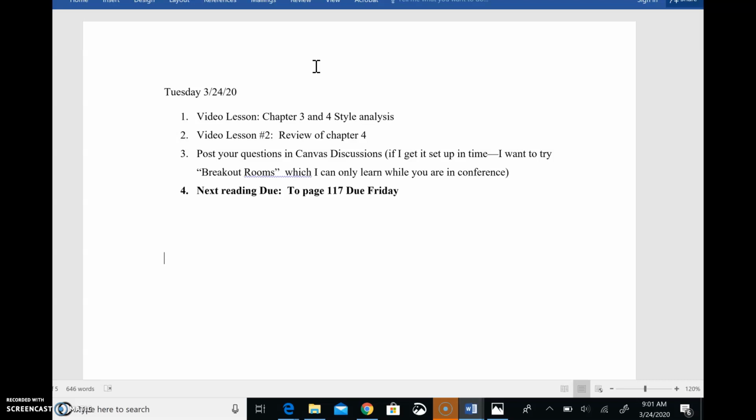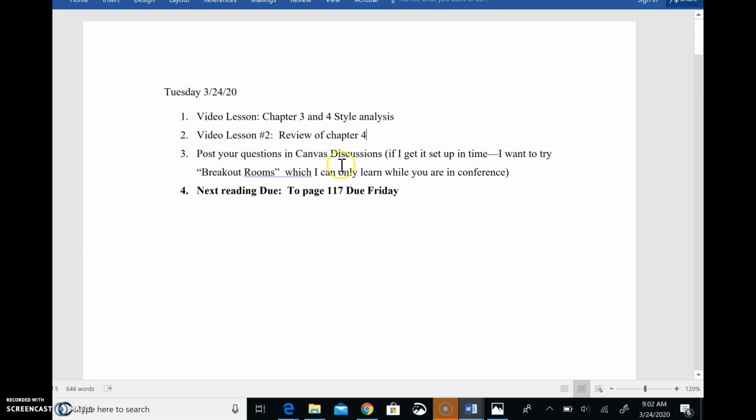But we're not going to go over page 117, which is halfway through chapter 5. Chapter 5 is enormous. So today what I'm going to do is a little lesson on style. I'm going to use parts of chapter 3 and go into chapter 4. If I have time, I'm going to do a chapter review of chapter 4 overall in terms of plot and character and all that.